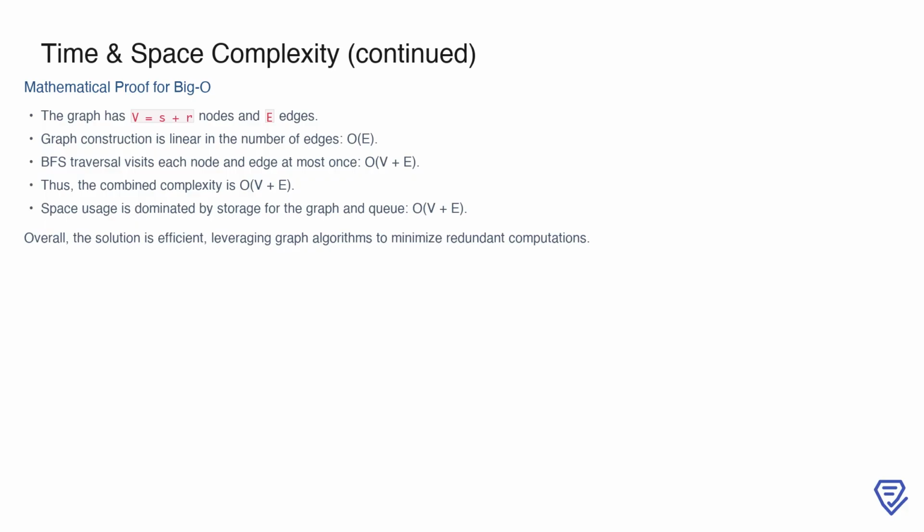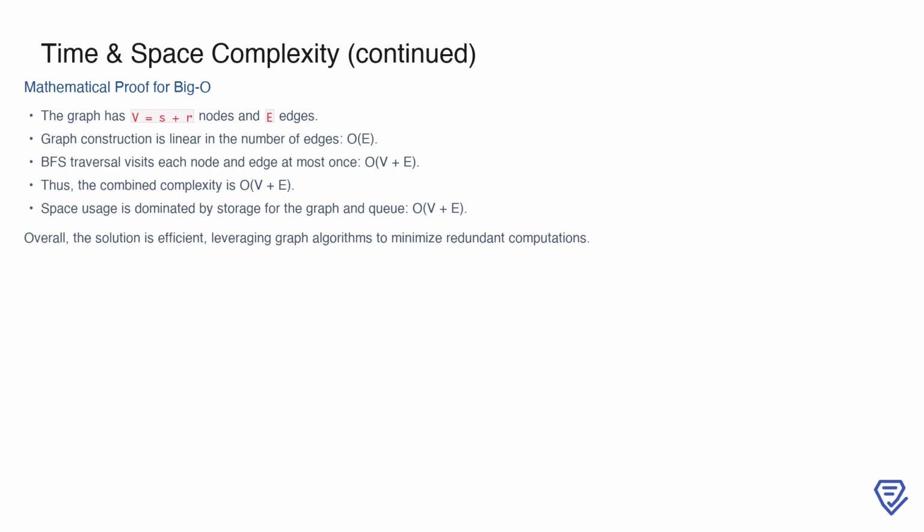Constructing the graph requires iterating through the edges, resulting in O(E). The BFS traversal processes each node and edge at most once, giving a complexity of O(V) plus E. Combining these steps, the total time complexity is O(V) plus E. For space, the graph and queue dominate the memory usage, both requiring O(V) plus E.